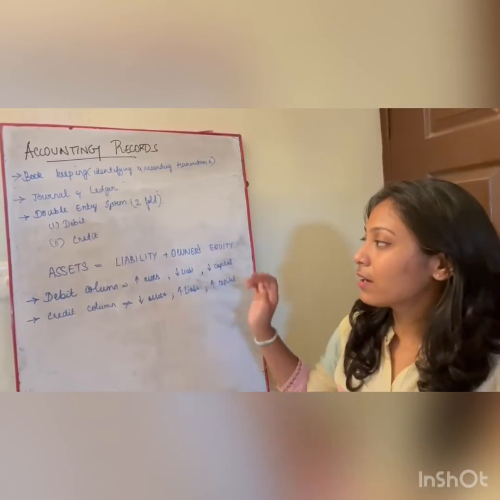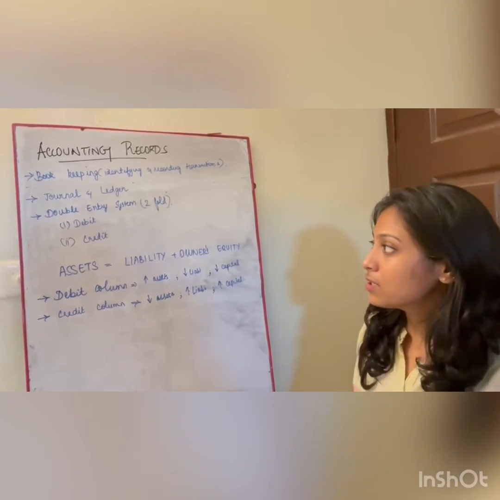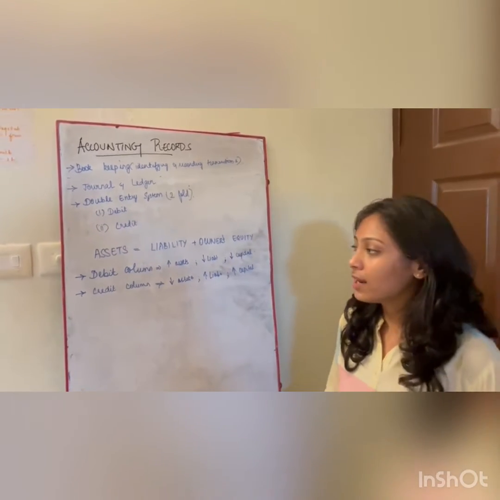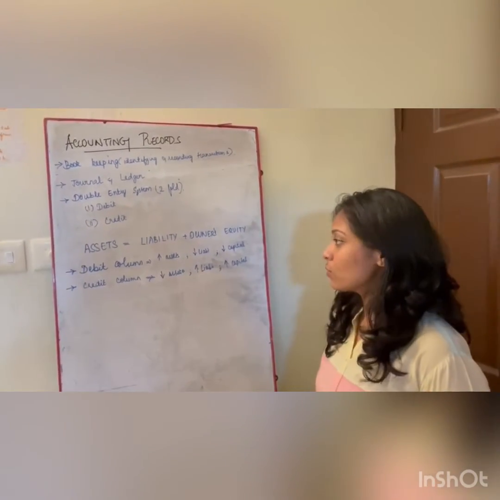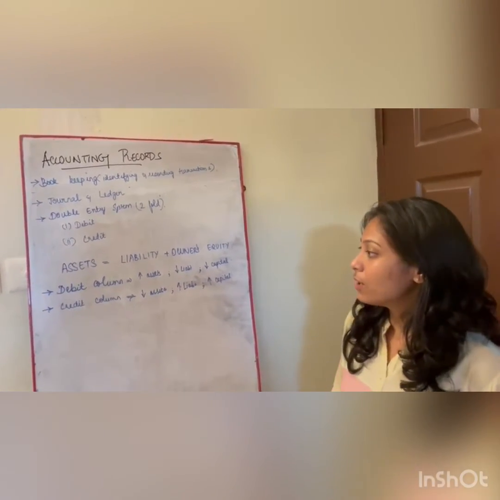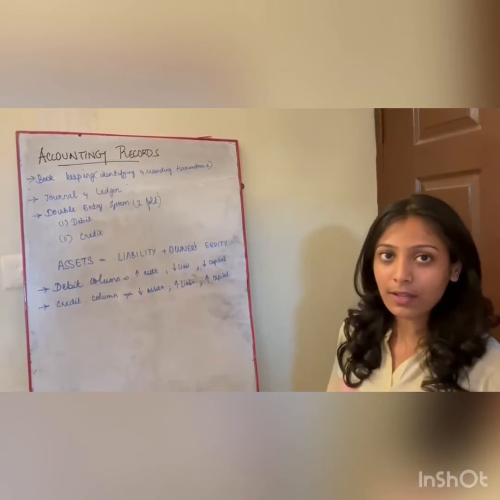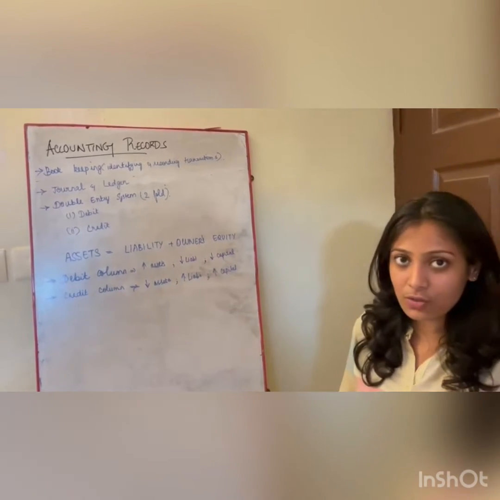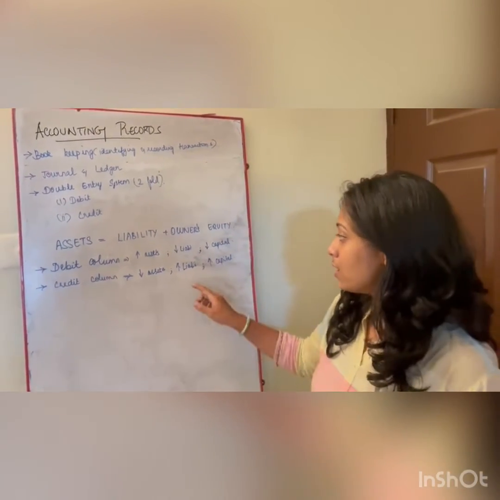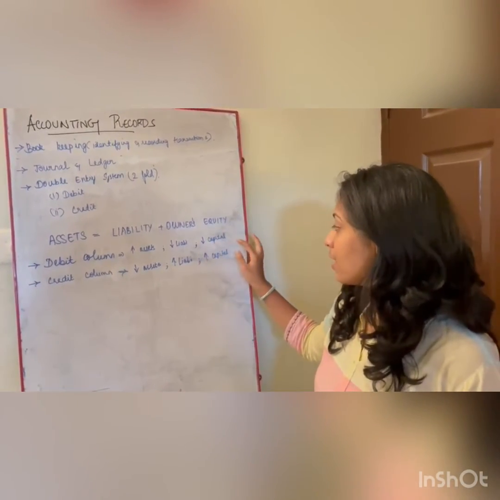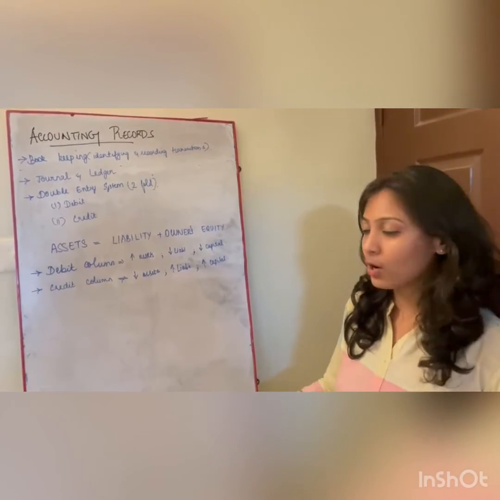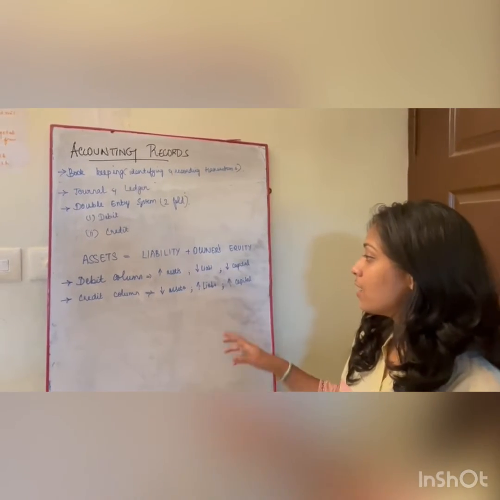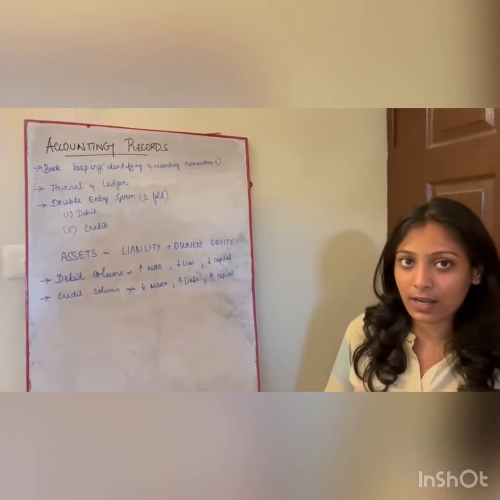The debit is recorded on the left side and the credit is recorded on the right side. We all know that assets is equal to liability plus owner's equity. So we all have a doubt about which transactions are to be recorded on the debit side and which on the credit side. Increase in assets, decrease in liability and decrease in capital or income should be recorded in the debit column, and decrease in assets, increase in liability and increase in capital are to be recorded in the credit column.